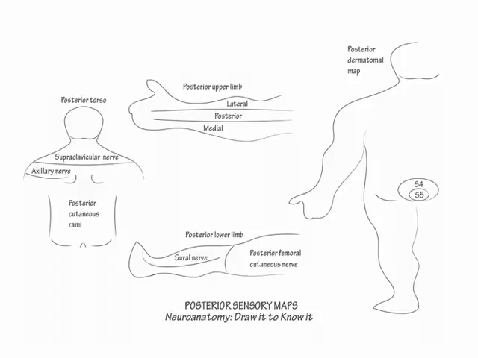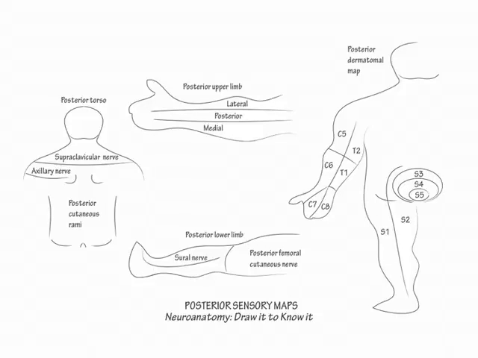Show S4 encircle S5 and S3 encircle S4. Then show S2 encircle S3 superiorly and extend down the medial leg. Next, show S1 extend down the lateral leg. Now show that the dermatomal sensory coverage of the posterior arms is the same as that of the anterior arms.